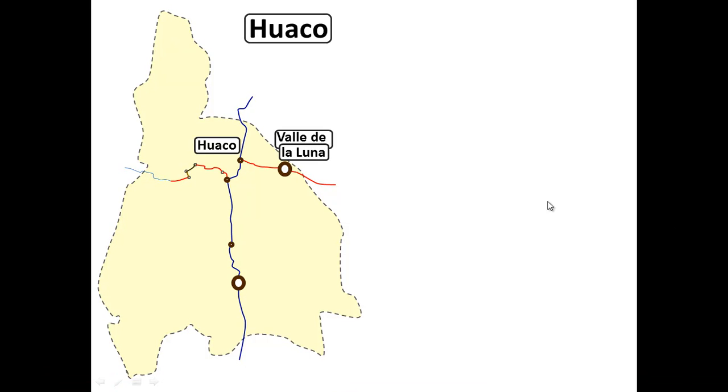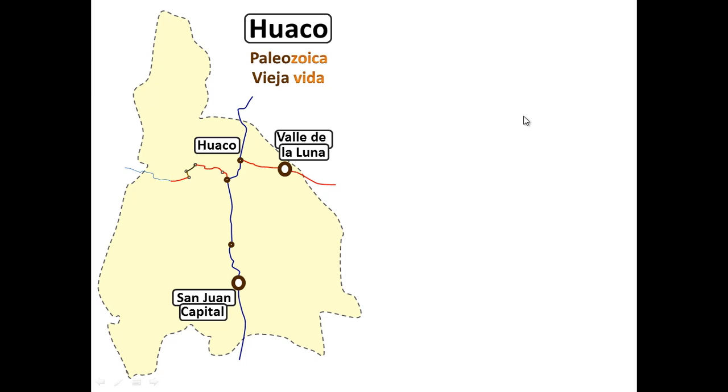Hello everybody, this is the second video of the playlist entitled Huaco and Valle de la Luna. In this video I'm going to talk about Huaco, which belongs to the Paleozoic era, which is the era that precedes the dinosaur era.